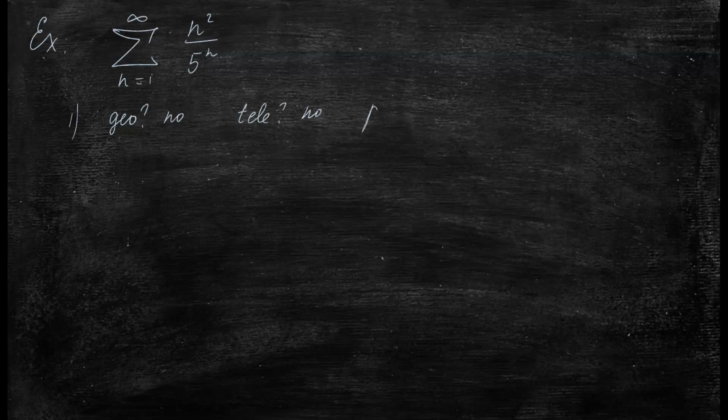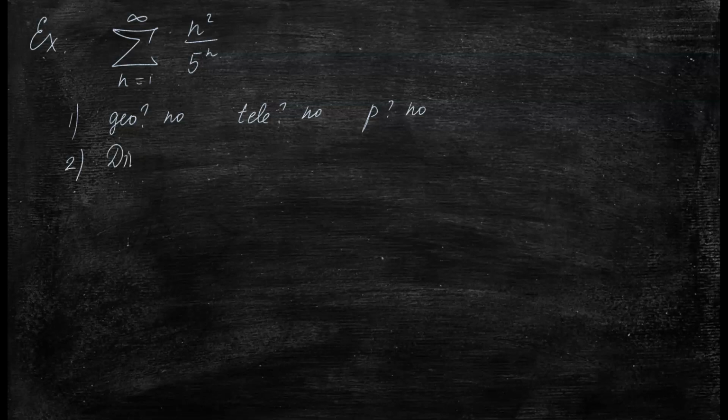So let's give it a try. We have a series, and the question is to determine whether it converges or diverges. And we're going to stick to the plan. So first we're going to try to recognize this as a geometric. It is not. Is it telescoping? It is not. Is it P series? It is not.